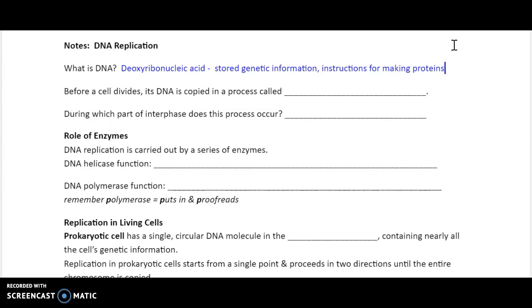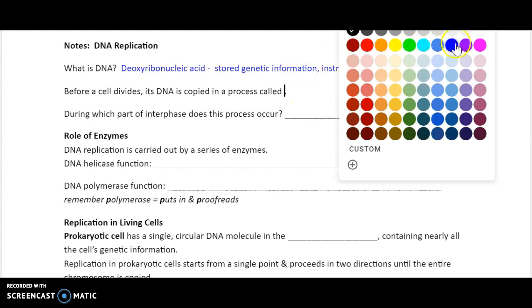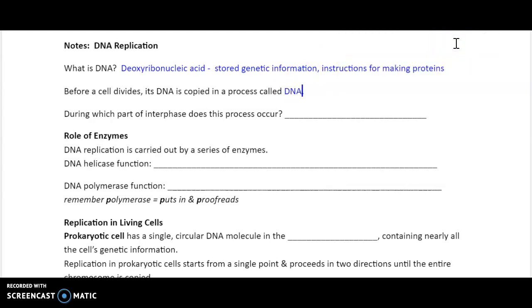Before the cell divides, the DNA is copied in a process called DNA replication. DNA replication, the copying of the DNA, makes identical strands so that when they separate during anaphase and go to opposite ends, we end up with two identical sister cells.